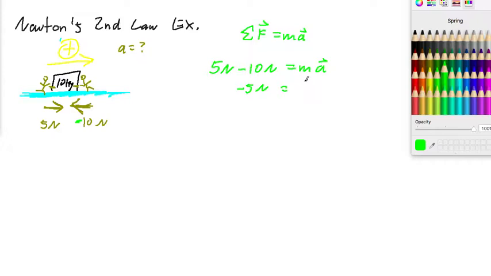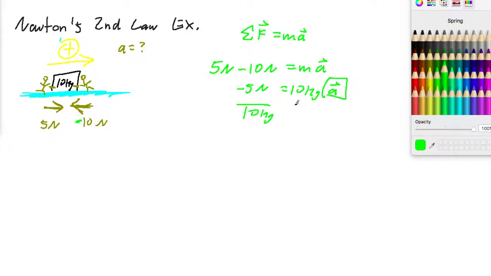What is the mass? The mass of the object, which is 10 kilograms, times a. This is what we're interested in. Now we just have to divide by 10 kilograms.